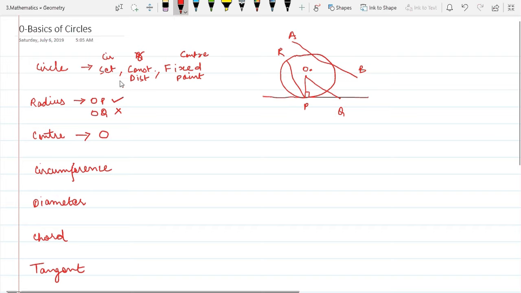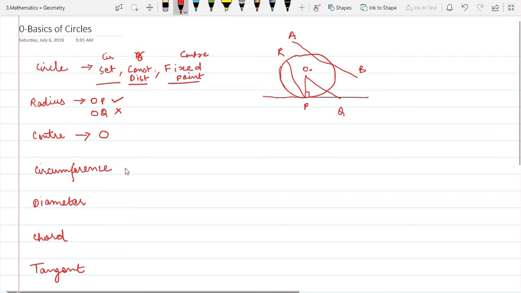Now let's go back to the definition again. The circle is a set of all points that is at a constant distance from a fixed point. This set of points that finally comes out is the circumference, which is this arc like structure that you see here in the figure. The constant distance is called the radius, that is OP and not OQ, and the fixed point is the center of the circle, that is point O.